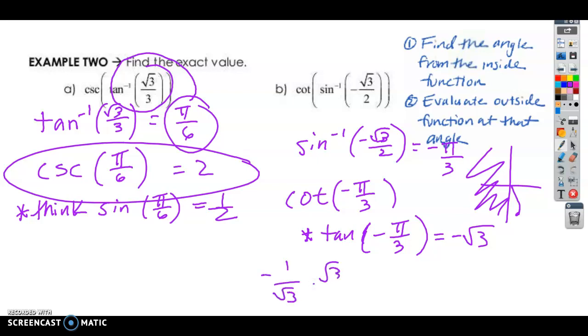We have to rationalize the denominator. And once you do this about 10 times, you're going to remember it. You won't have to do this anymore. So it's negative root 3 over 3.